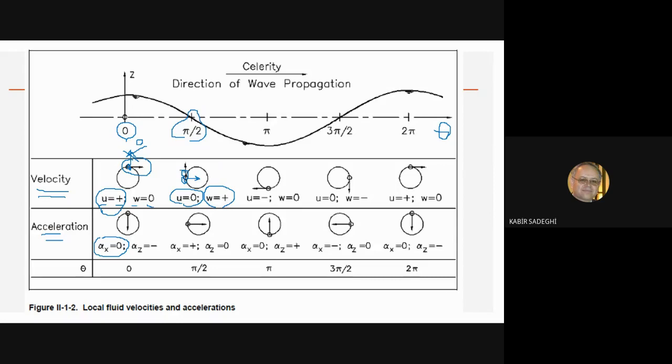About acceleration for theta equals pi over 2, at this point acceleration is horizontal and positive and maximum. You see. Acceleration at Z, in this case, was negative. Here you see, acceleration at Z is negative. And so on.